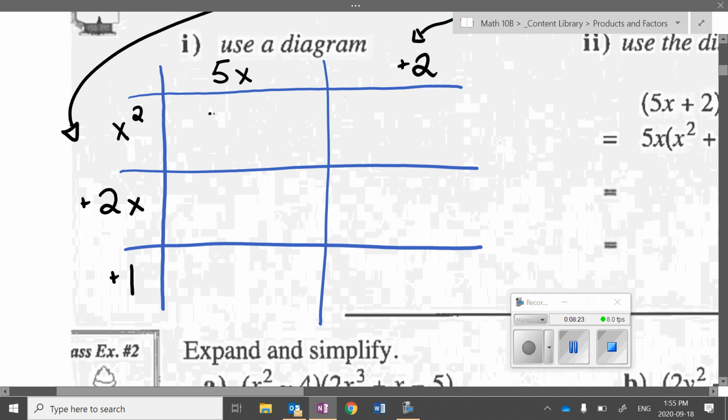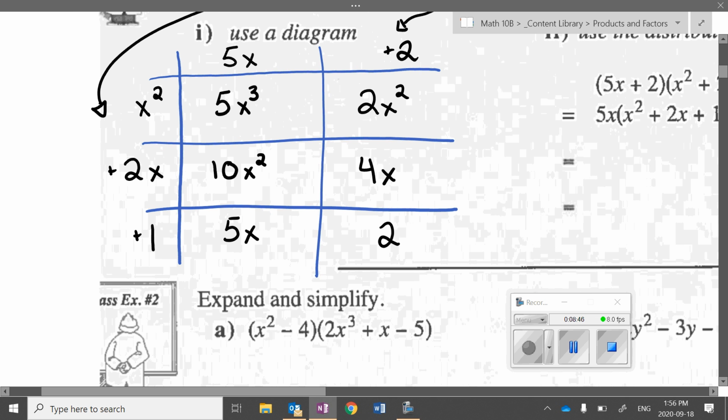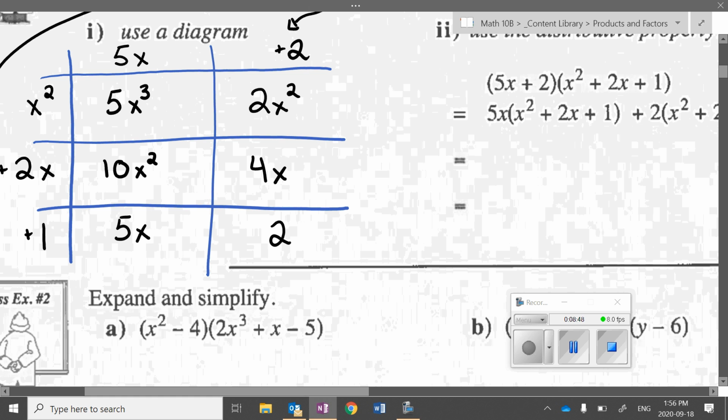5x times x squared gives me 5x cubed. 5x times 2x gives me 10x squared. 5x times 1 gives me 5x's. Okay, then I have 2 times x squared, so I get 2x squared. 2 times 2x gives me 4x's. 2 times 1 is 2. So from here, you would combine your like terms to get your final answer.